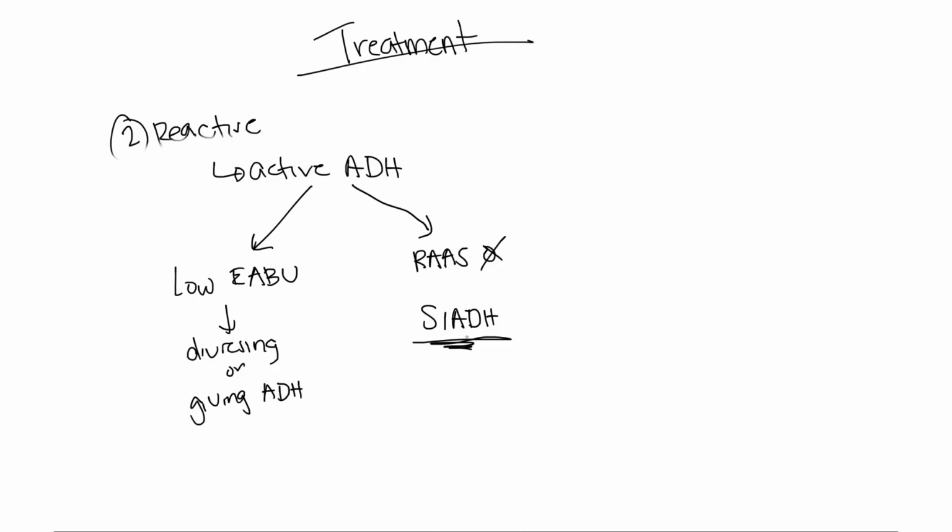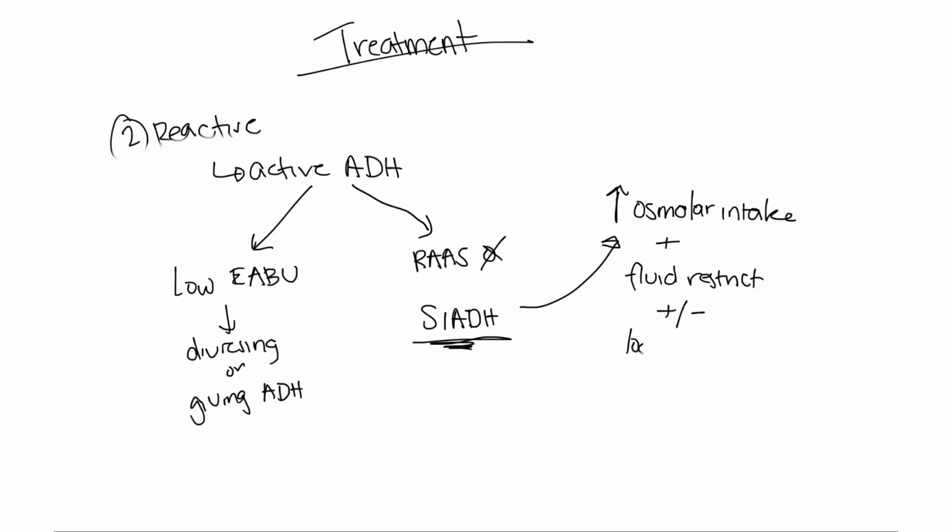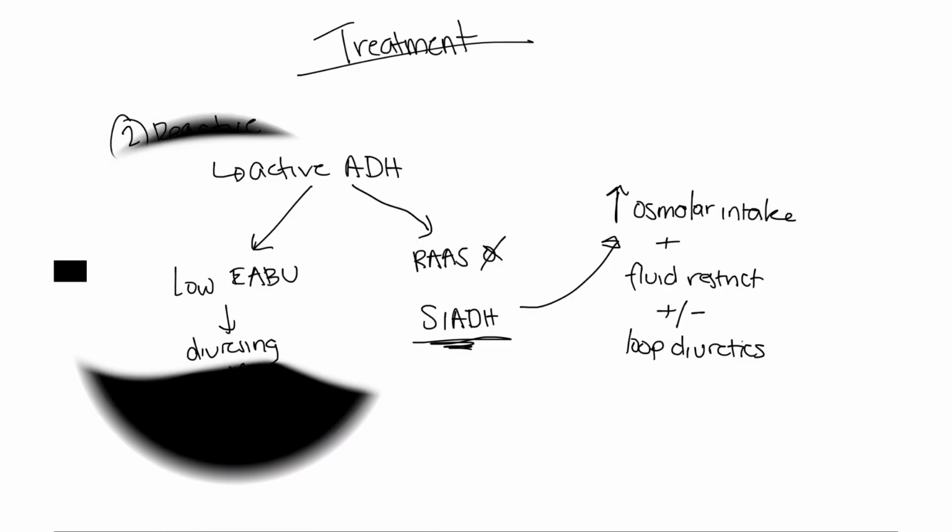And so this is one of the situations where I have to pull out a few principles. And those few principles are that I have to increase the osmolar intake, plus fluid restrict, plus or minus loop diuretics. Okay, this is the strategy that I'm going to take. Now, why is this the case? Okay, so remember this. I'm going to erase everything but the strategy.